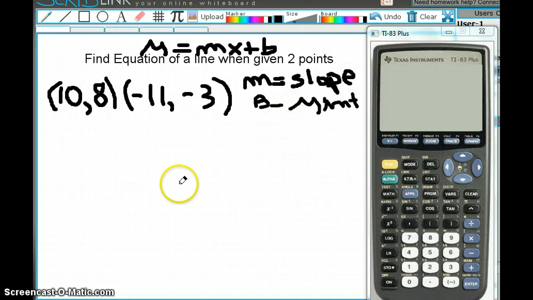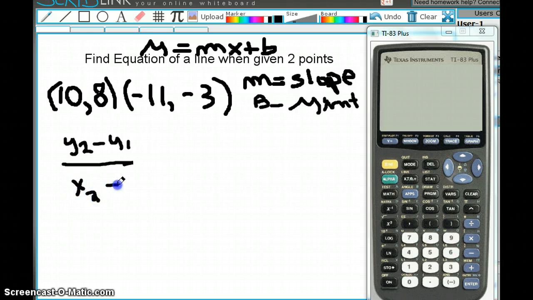So let's go ahead and get started. What is the formula for slope? The formula for slope is y2 minus y1 over x2 minus x1. Okay, now let's show how to do that using our example here.